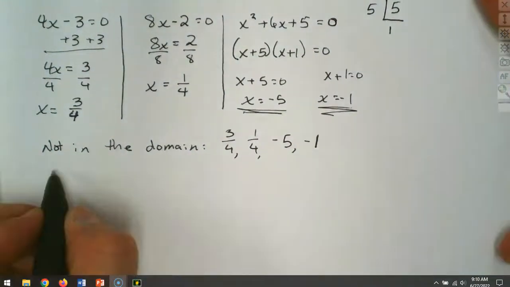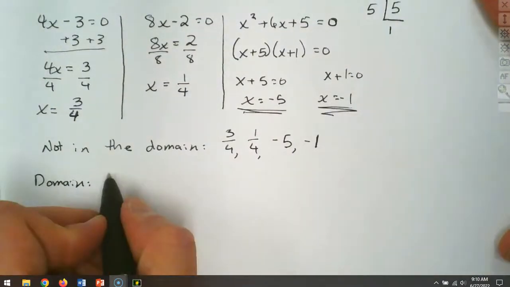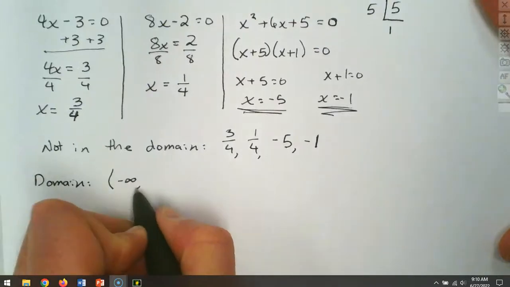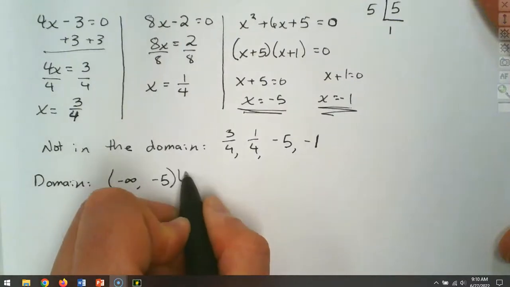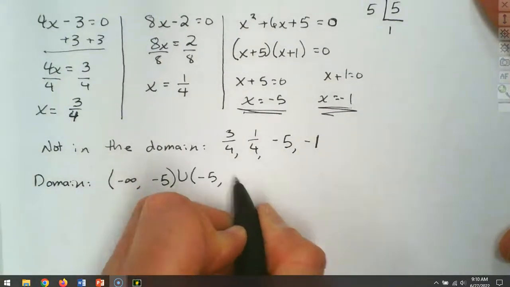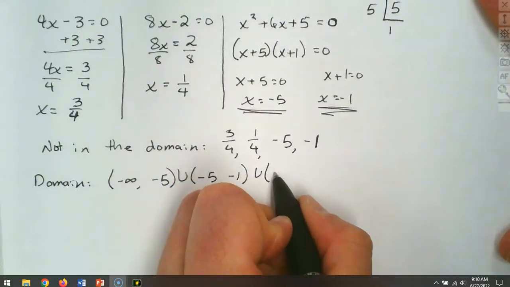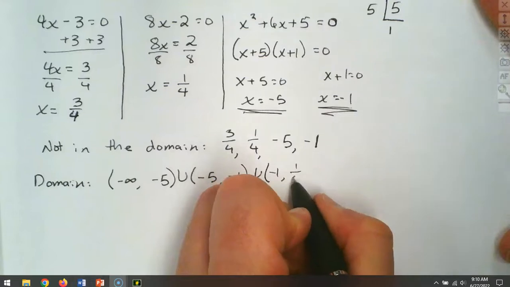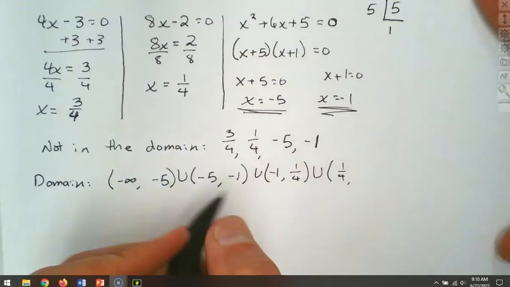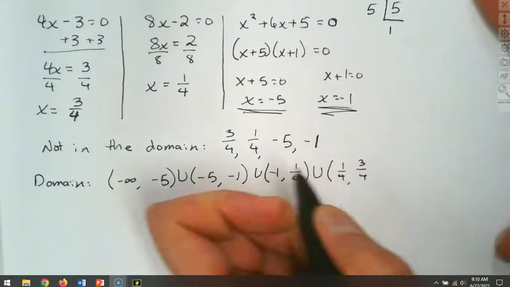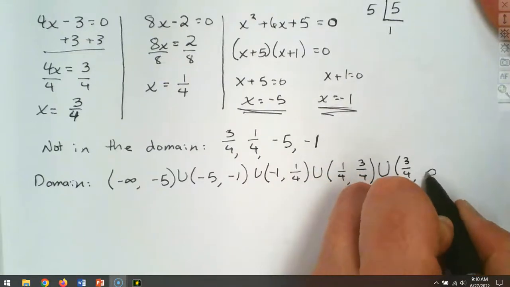And how would we write the domain if we so chose to? If I were to write the domain, it would be negative infinity, and our smallest number is -5. Then we would go -5 to the next number, which would be -1. And then we would go -1 to positive 1/4. And then finally, 1/4 to 3/4. And then one more, 3/4 to infinity.